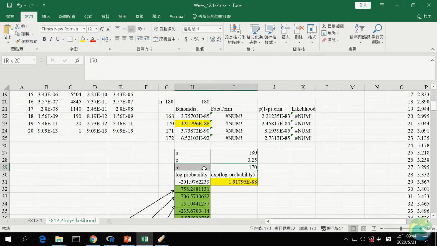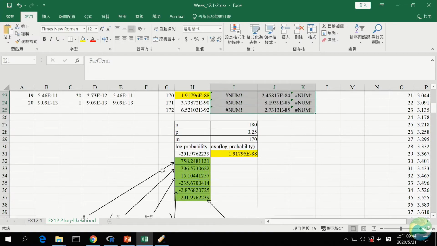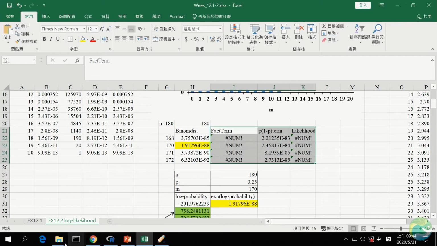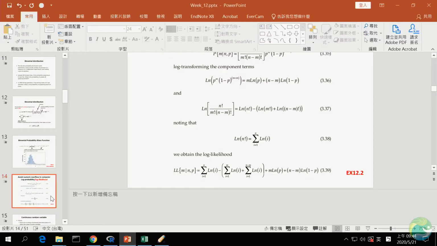Right? This m value is 170. So these two are the same. All right. So from this case, we know that in Excel, they already take care of this numerical overflow problem. But if you want to do it by yourself, sometimes you will encounter such a problem: take a log and do the exponential back, okay? All right.